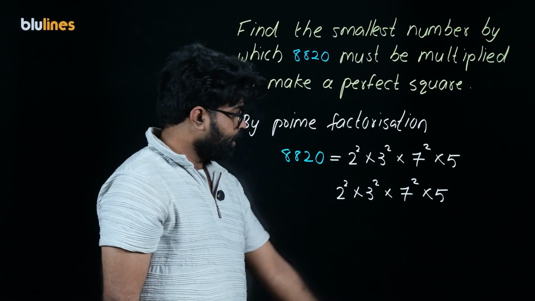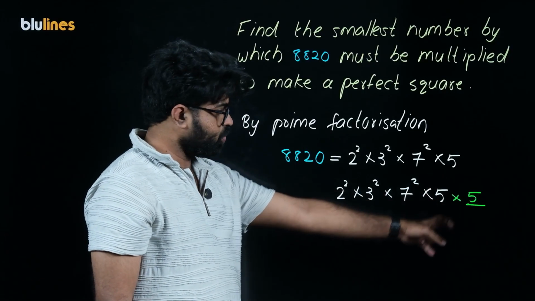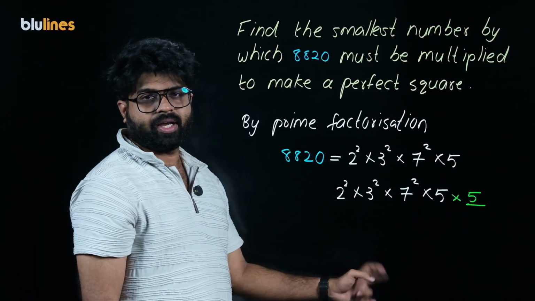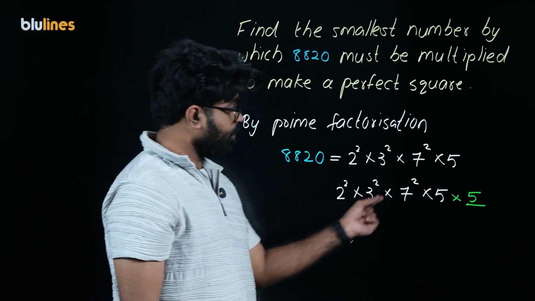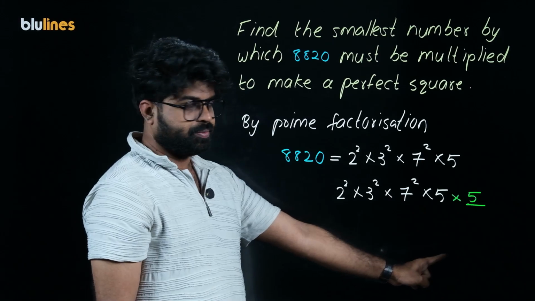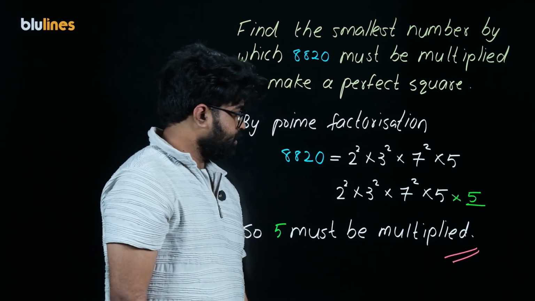If you multiply a 5 with this one, it turns to be 5 square. Now we can combine the data and we can find what the number is. But the least number to be multiplied must be equal to 5. So the least number is basically 5.